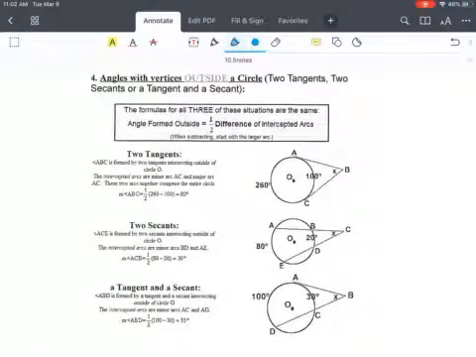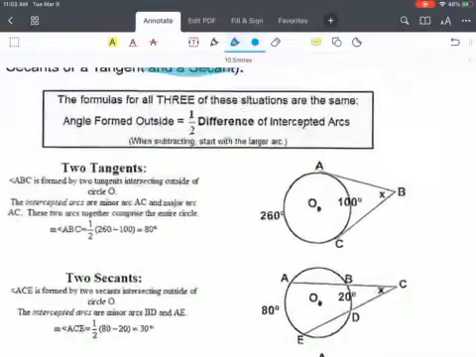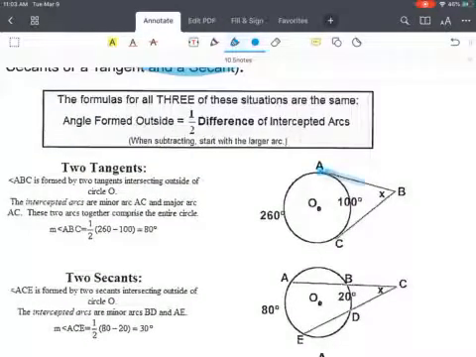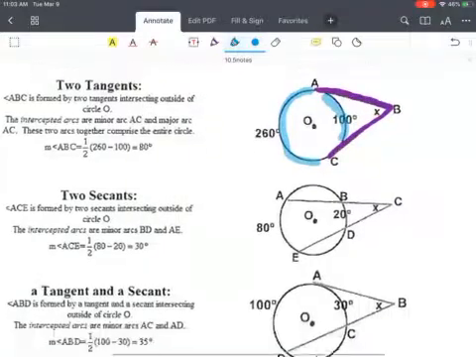The next ones are three different angles where the vertex is on the outside of the circle. The first one we can do is created by a tangent and a tangent. Tangent segments intercept an arc of 260, and then inside there an arc of 100.